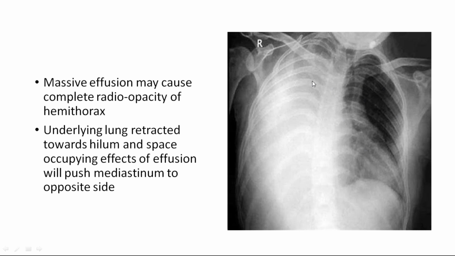This is a chest radiograph PA view showing a massive pleural effusion causing a complete whiteout of the lung on the right side, and the underlying lung is retracted towards the hilum, and this massive pleural effusion is causing a mediastinal shift to the opposite side.